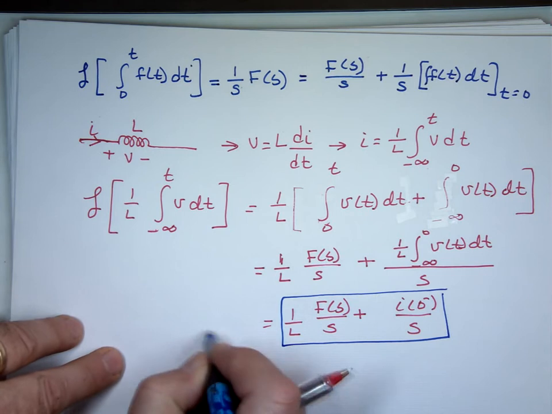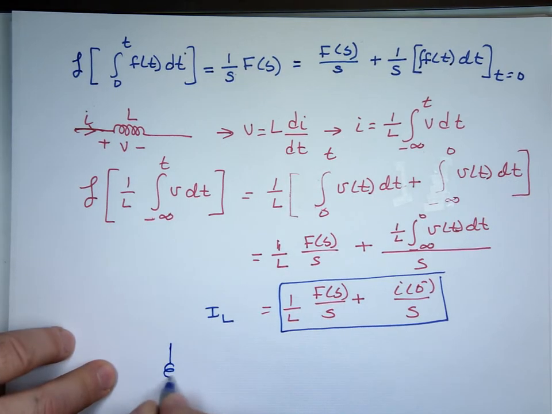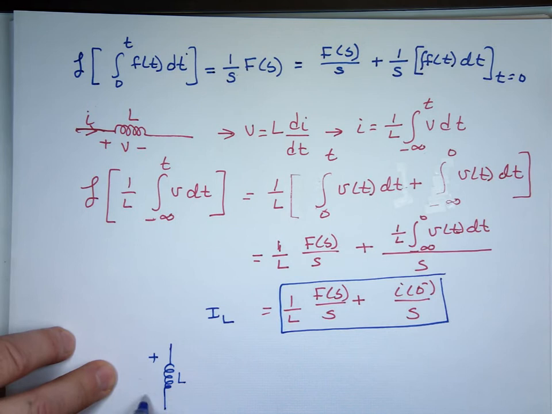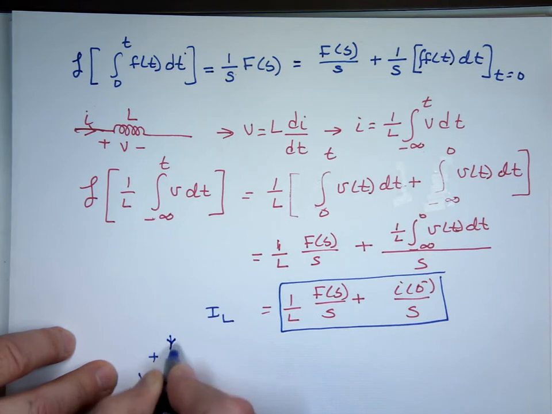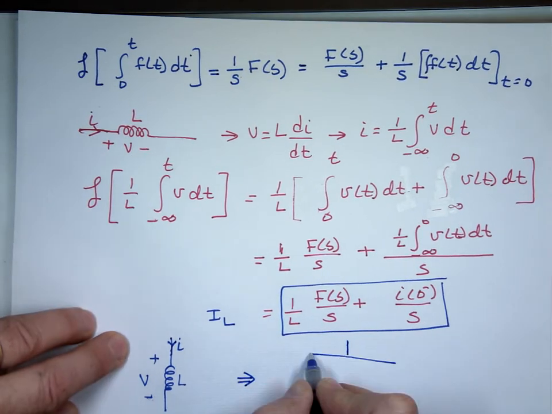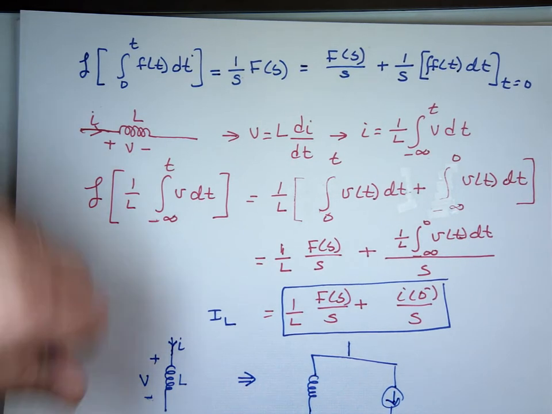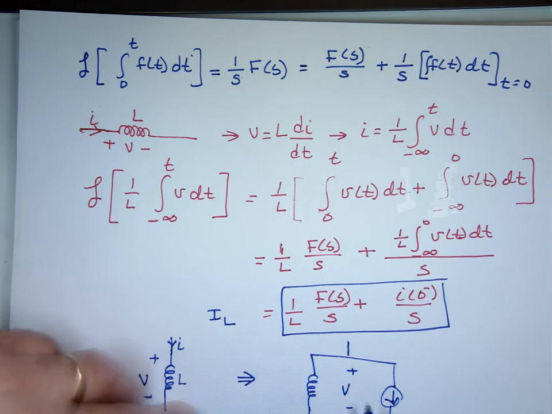So this is the current through the inductor, which means if you have an inductor with a value of L, a voltage of V here, and the current I in the time domain, and you want to switch that to Laplace, since you're going to be adding currents, they have to be in parallel. The value of this is S times L.